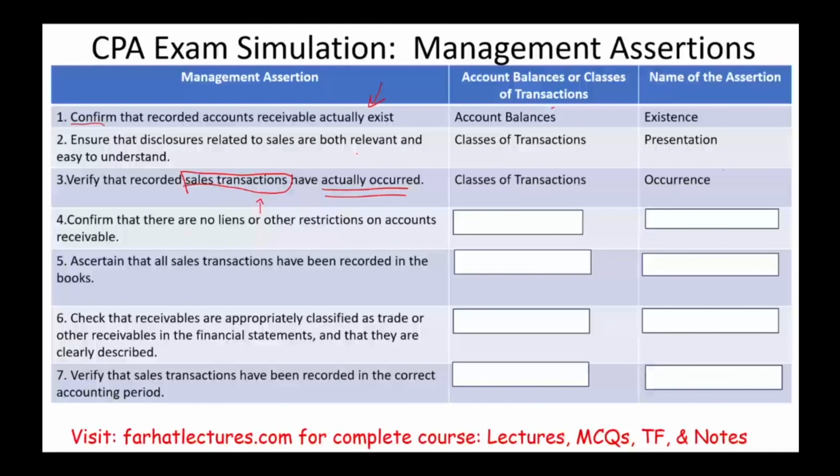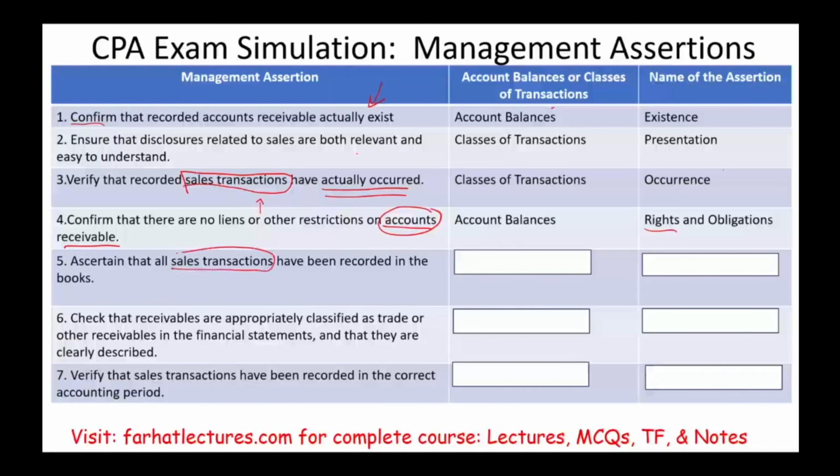Confirm there are no liens or other restrictions on accounts receivable. Well, accounts receivable, balance sheet, account balances. Well, what are we looking at here? When you have a lien on your accounts receivable, it means you don't really own this accounts receivable. There's a lien against it, a claim by someone. Well, we're dealing here with rights and obligations. Do you have rights to the accounts receivable? Rights and obligations assertion.